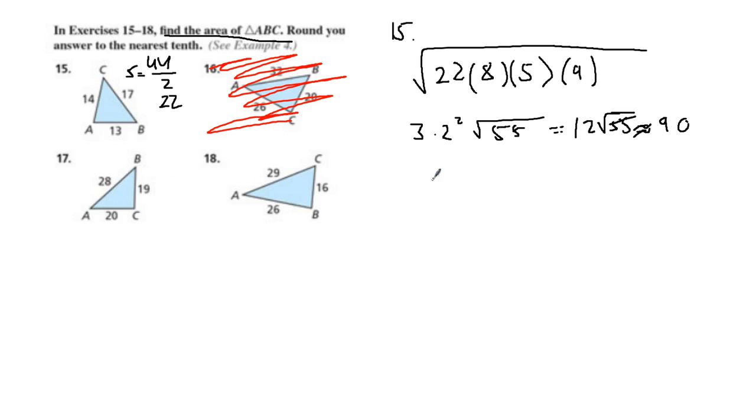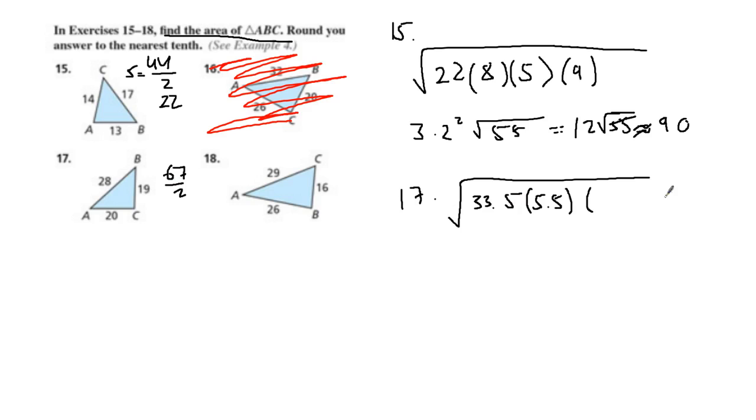Let's work this out now. 28, 19, 20. So the sum is 67, so 33.5 is the semi-perimeter, 67 over 2. And 33.5 minus 28 is 5.5. And these 0.5s, I don't like 0.5s, so I'm just going to be pretty much approximating them.